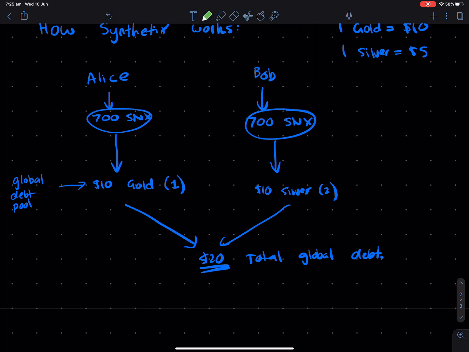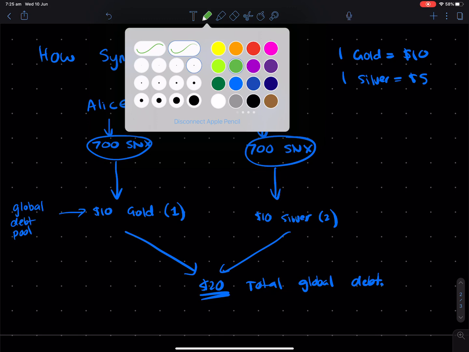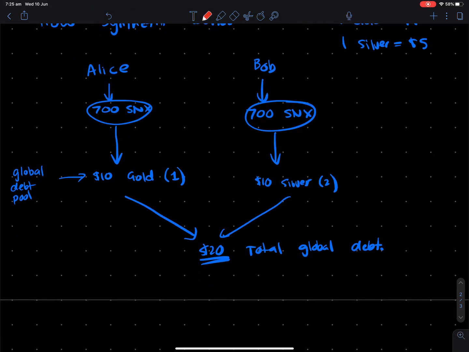Let's suppose that the price of gold... Before we go there, it's important to note that Alice holds 50% of the debt pool, and so does Bob. They're completely equal at this point. Because they both owe 50% of 20, and 50% of 20 is equal to 10, it's currently $10 that they can receive from the protocol itself.